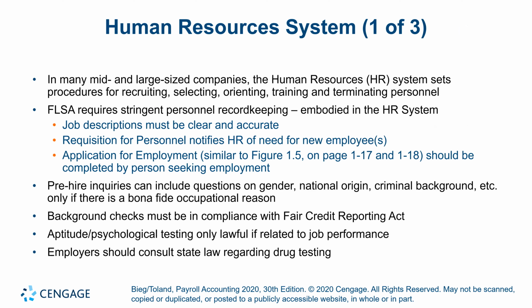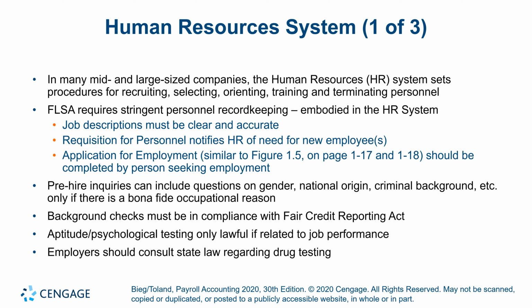Okay, human resources system. Again, we're going to get more practice with this once we start in chapter 2. But when we think about our human resources system, there are some things that we have to have and that we have to keep for each employee. Just like it shows here, there are procedures. Human resource has to set procedures for recruiting, selecting, orienting, training, and terminating personnel.